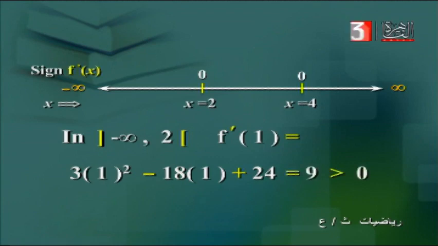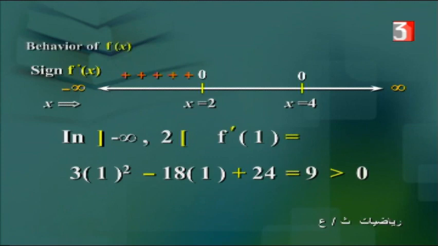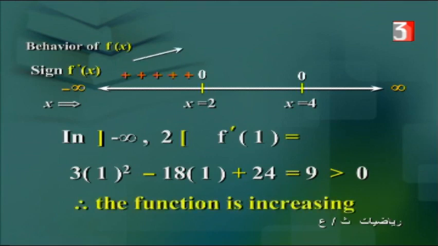9 is bigger than 0, so it is positive. Then the sign of f dash x is positive, and the behavior of the function f of x in this interval is increasing. The function is increasing in this interval from negative infinity to 2.